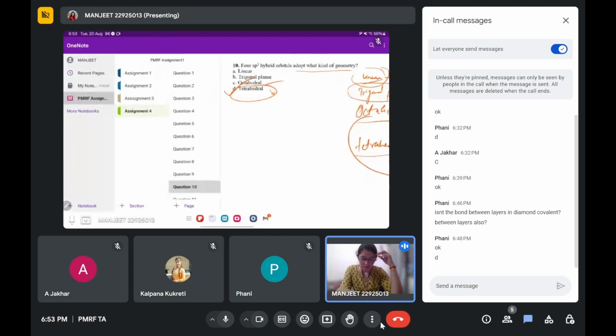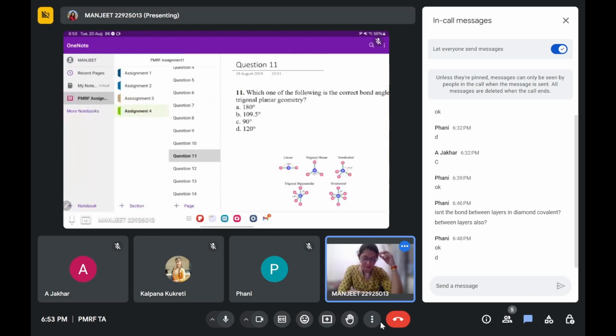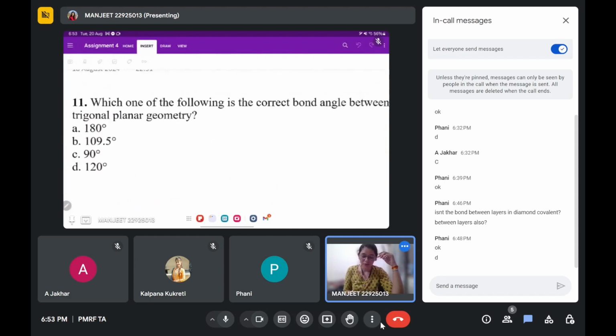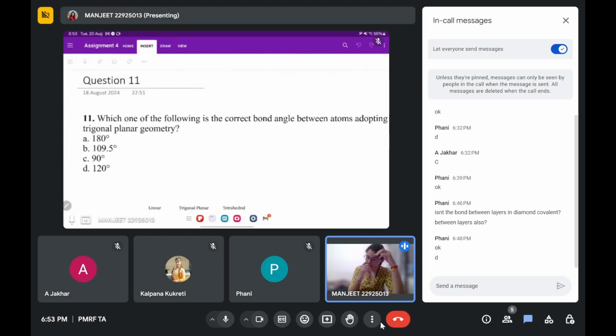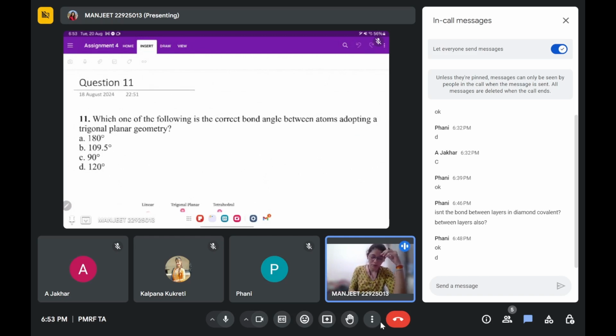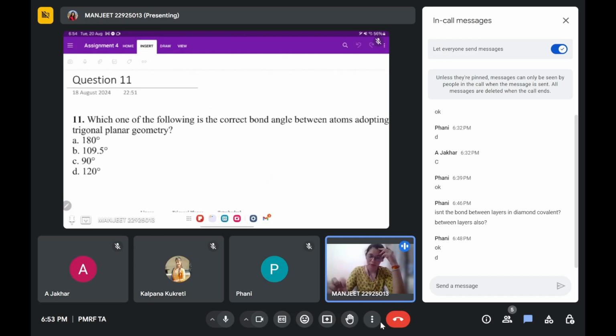So let's move to question number 11. In which one of the following is the correct bond angle between the atoms adopting a trigonal planar geometry? Now you have to tell me about what kind of hybrid orbital exists for the different geometries. In the last question we discussed: for the linear, sp; for the trigonal planar, sp2; tetrahedral, sp3; and octahedral, sp3d2.